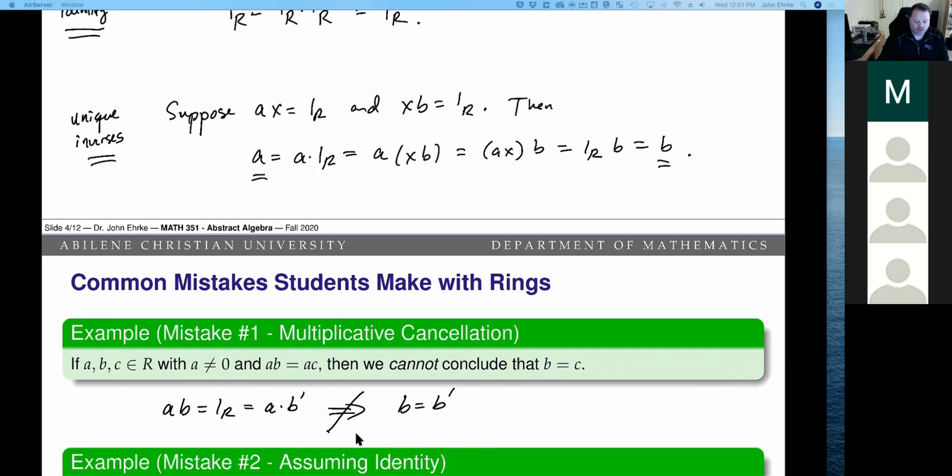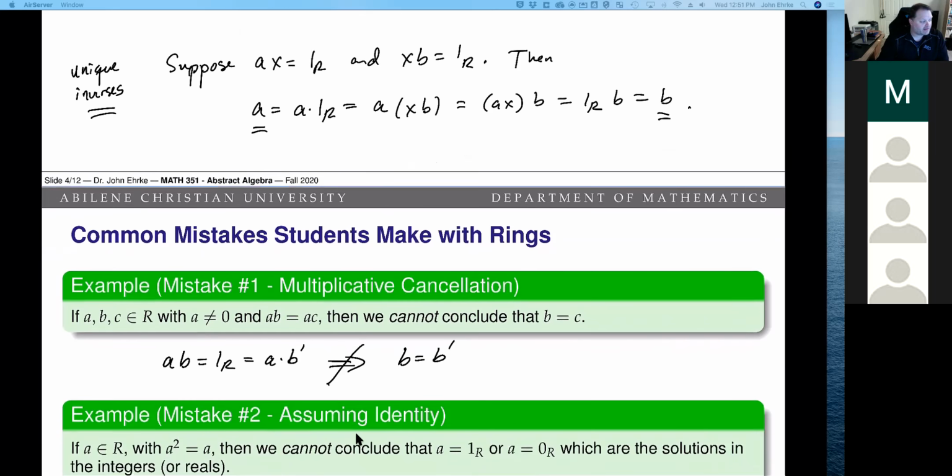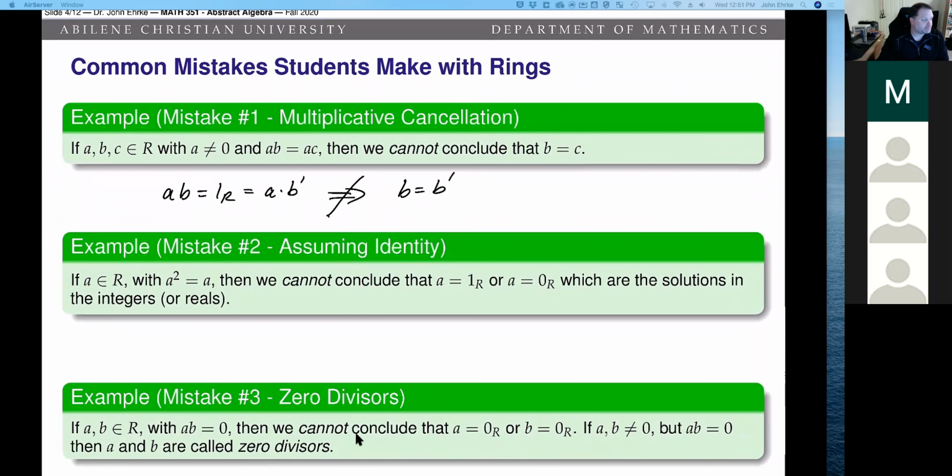But if your ring does not have identity, you do not have multiplicative cancellation, because you don't know that the inverse of the element exists, right? So if you want to cancel A on both sides, you'd have to multiply by A inverse on both sides. And we don't know that A inverse exists, and it won't exist if you don't have an identity. So you've got to be really careful about cancellation rules in a ring.